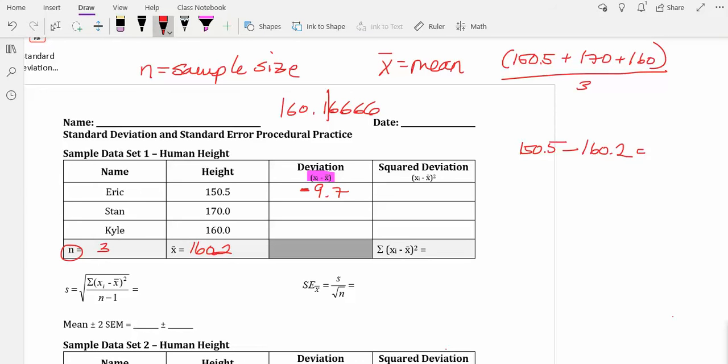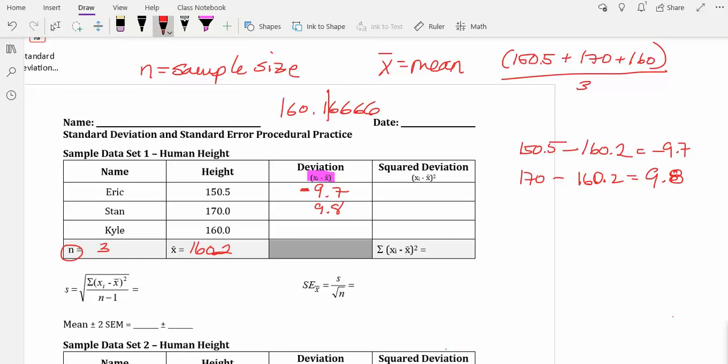Then let's do this for Stan. So for Stan, that value is going to be 170 minus 160.2. And what is that? And I need to see at least 2 answers before I will tell you if you are right. All right, 1 answer, 2 answers. All right. It is 9.8. Nice job, guys. Sorry, for some reason I started writing a 5.